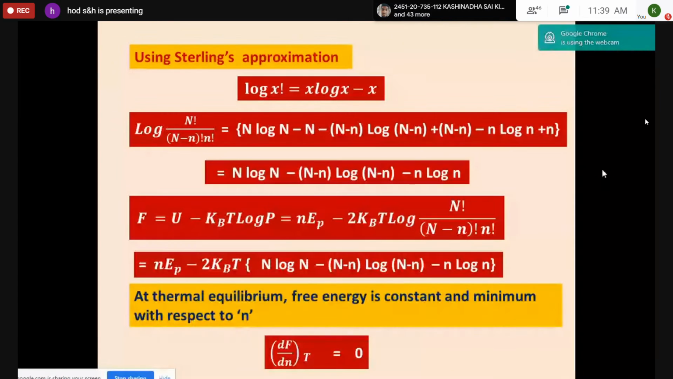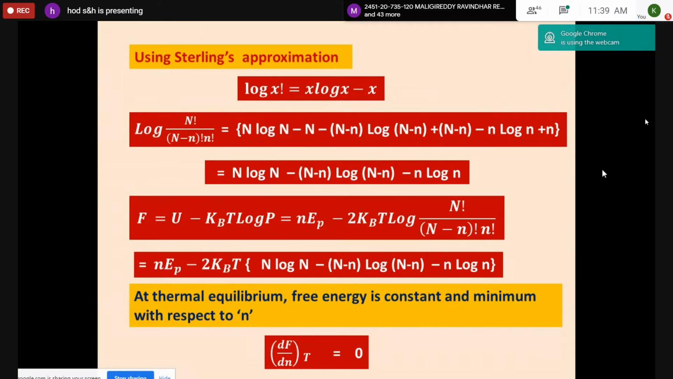Yeah. So using Stirling's approximation, log x factorial is x log x minus x. So we have to first simplify this last term, log N factorial by (N minus n) factorial into n factorial. Using this approximation, the left hand side can be written as log N factorial minus log (N minus n) factorial minus log small n factorial. Now you should apply Stirling's approximation.